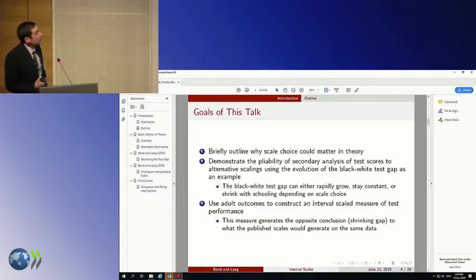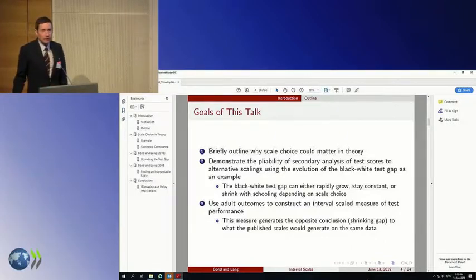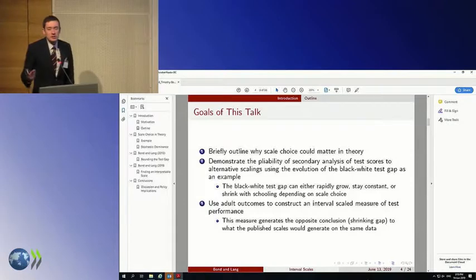What I'm going to show you is that looking at the black-white test gap, we can find a range of results, from the gap being large at kindergarten and eliminated by third grade, to the gap being non-existent at kindergarten and growing to be large by third grade, all by using different scales of the test score.